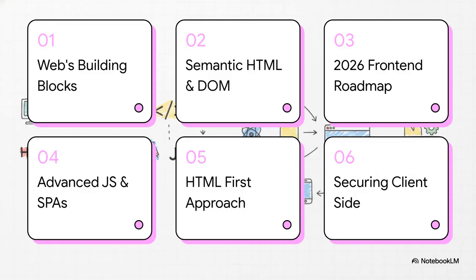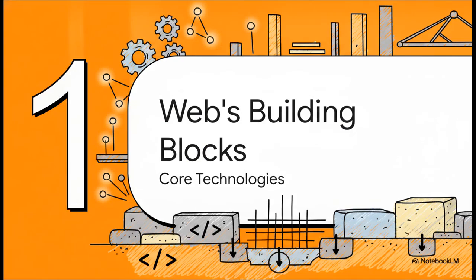On the agenda today, we've got 6 key parts. We're looking at the web's building blocks, semantic HTML and the DOM, the 2026 front-end roadmap, advanced JavaScript, the HTML-first approach, and finally, securing the client side. Starting off with Section 1, the web's building blocks.